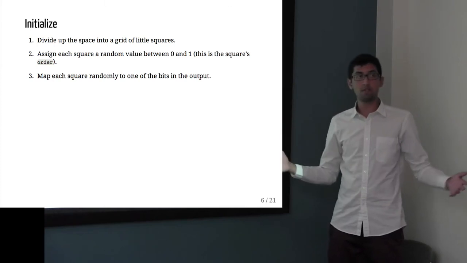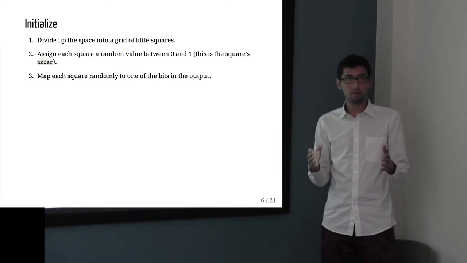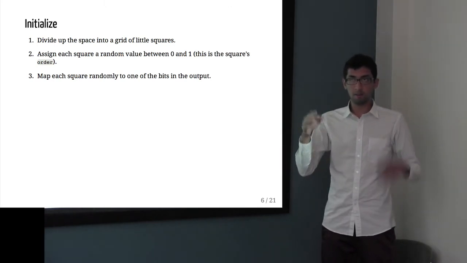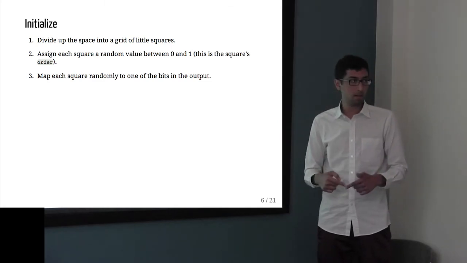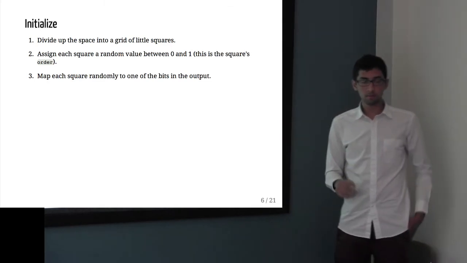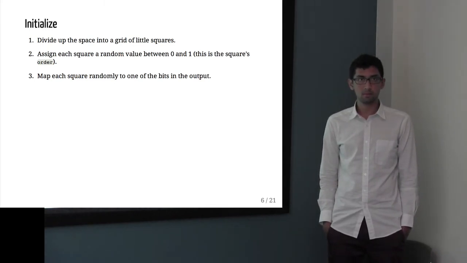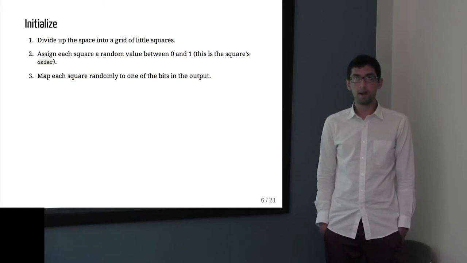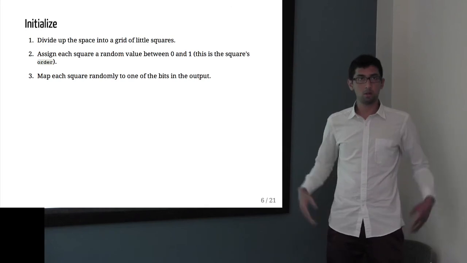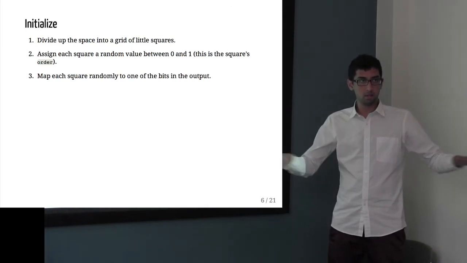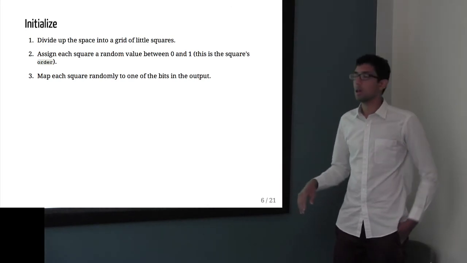Now remember, there could be a lot of squares and a fixed number of bits in the output, so you can have multiple squares mapping to the same bit in the output. That's not an issue. Question. Dividing up this space, when you say this space in a Cartesian coordinate system, does that mean the entire space? Yes. Okay. So if you're trying to map the Earth, you map it onto a 2D space, and then you divide that up into little squares.